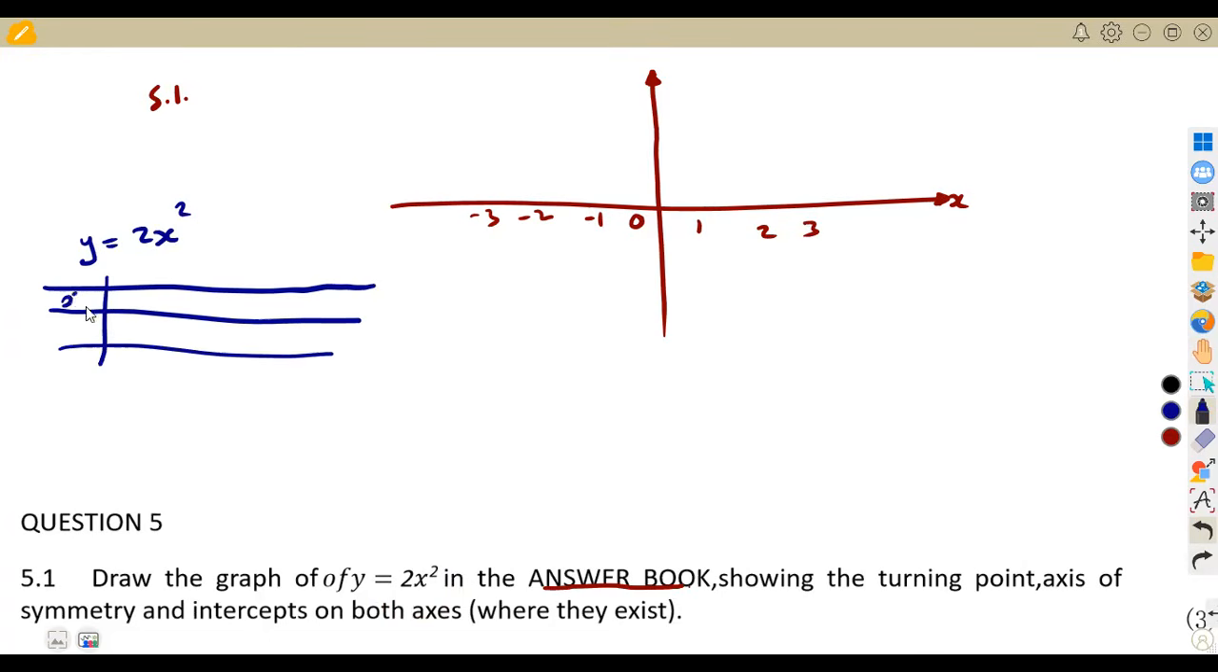If a value is positive and another one is negative, like we have minus 3, minus 2, minus 1, 0, 1 and 2 and so on, you can just use a table to see how the shape of the graph is supposed to look.